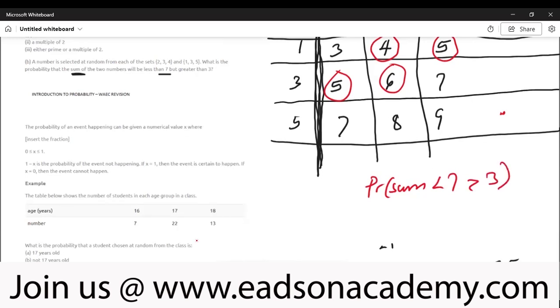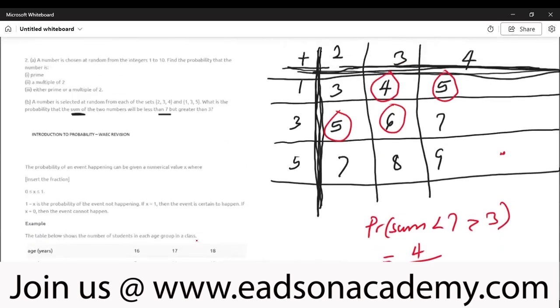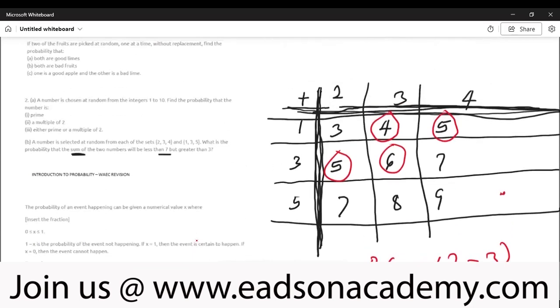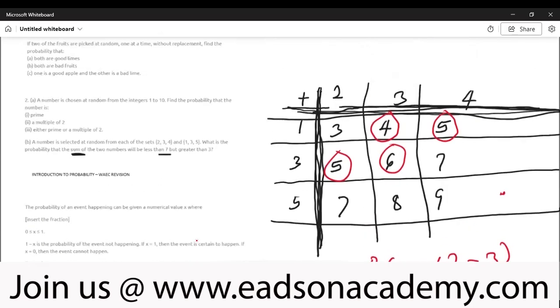Therefore, the probability that the sum is less than 7 but greater than 3, let me use the symbol, we have 1, 2, 3, 4, which is 4 divided by the total sample space. The total sample space, we count everything: 1, 2, 3, 4, 5, 6, 7, 8, 9. Divided by 9. You can see that I didn't count these, these are elements of the set. That is the essence of using the bold line here to separate the elements of the set from the sample space. So the result is 4/9.